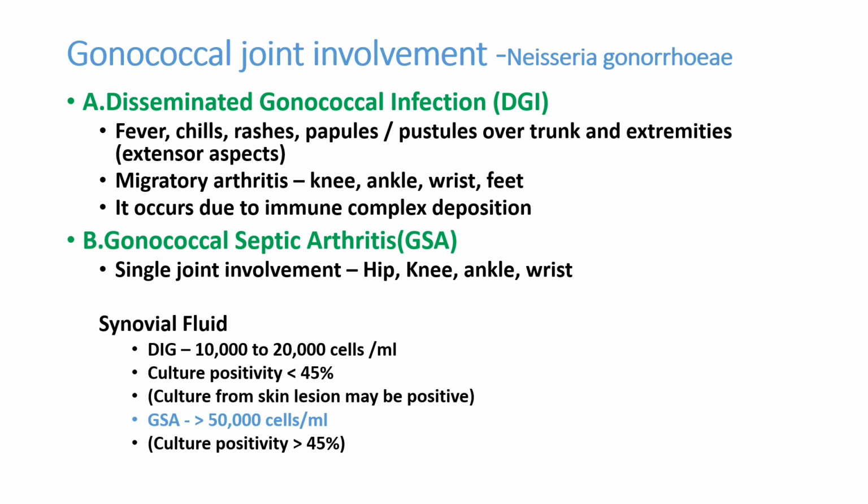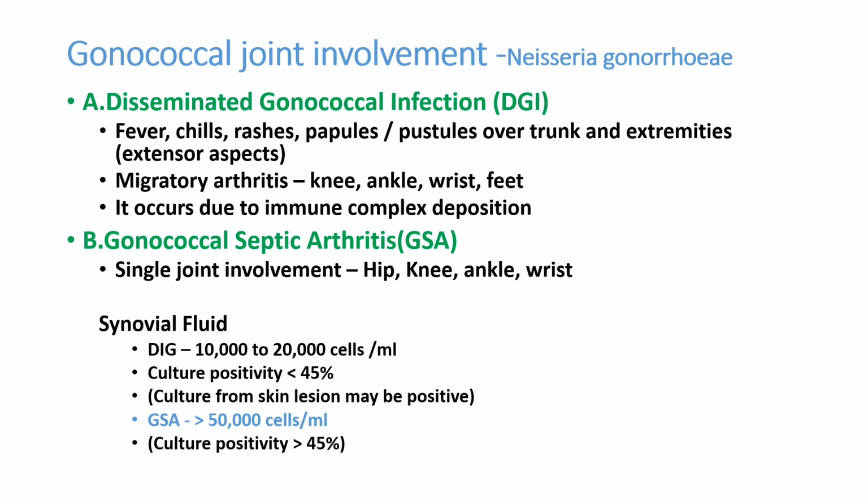Another important infection that can present with septic arthritis is gonococcus, Neisseria gonorrhea. It's a sexually transmitted disease. There are two important types of gonorrheal joint involvement: disseminated gonococcal infection and gonococcal septic arthritis. Gonococcal septic arthritis mainly involves a single joint like the hip, knee, ankle, or wrist.